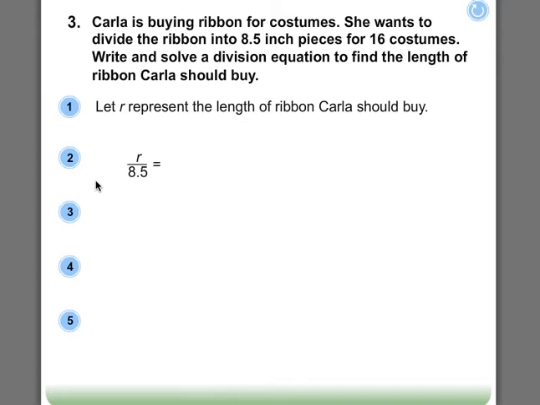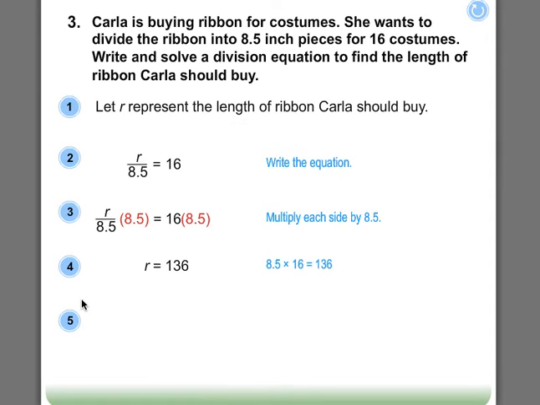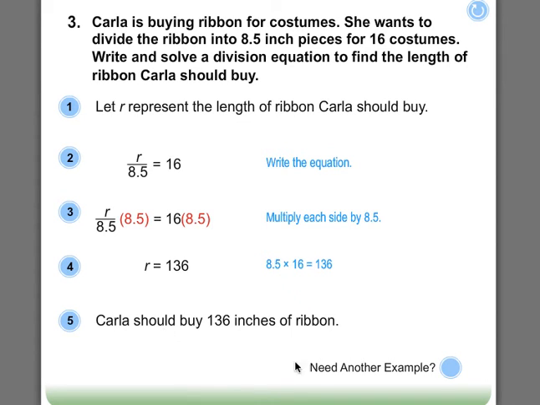R over 8.5-inch pieces equals 16. We're going to multiply each side by 8.5 because that's the inverse operation. Okay, so then we get the variable R equals 136. Okay, Carla should buy 136 inches of ribbon.